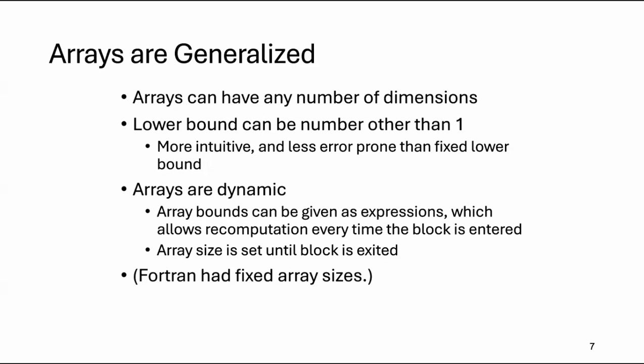And what we mean by that is that the bound for the array can be given as an expression, and the expression can be recomputed multiple times, every time the block is entered. So the array size is not fixed, it's not static from the beginning of the program. If you remember in Fortran, you have to specify the size of the array, and sometimes you can't really define the size at the beginning of the program. So you end up creating an array with a huge size, and that wastes memory. So in Algol, they decided to remove that, and the bound can be an expression that is evaluated, and the size is decided based on the result of that expression.